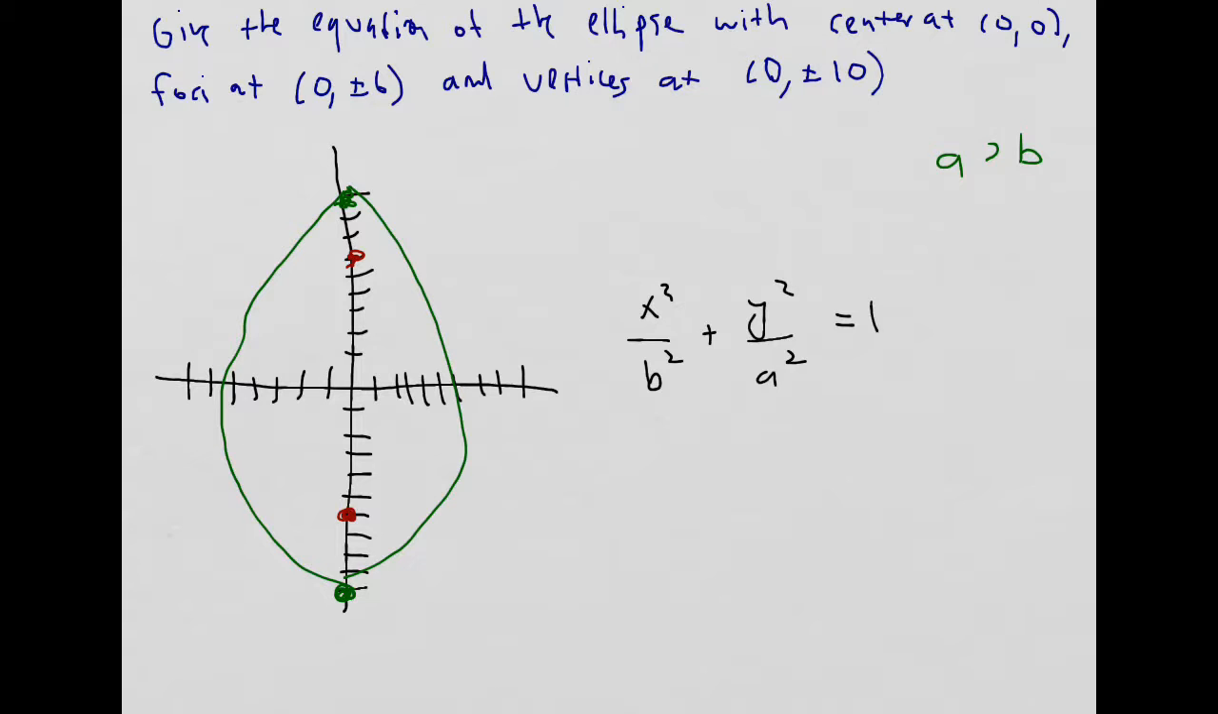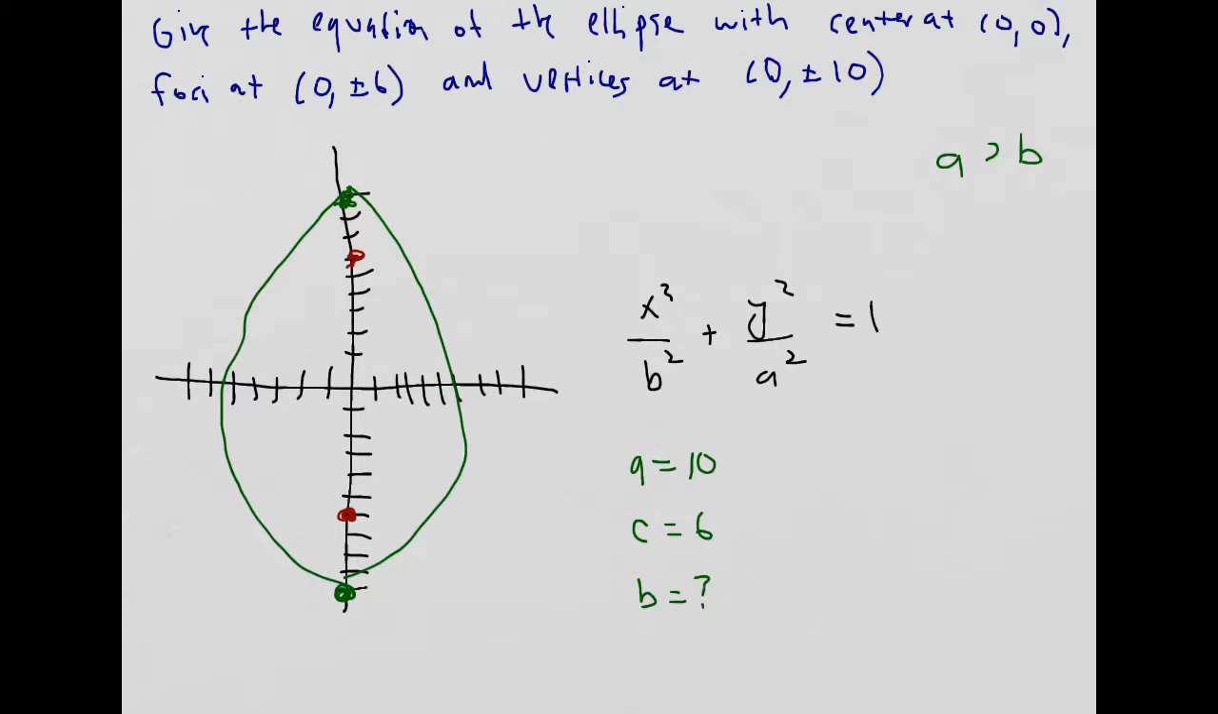So we notice in the formula itself, all we have to do is plug in the values of a and b. Well, we actually know what a is, because a is 10. That is where the vertices are. Remember, you got to be careful with this: the foci are c units away from the center. So in this case, c is equal to 6. So then how are we going to find b?